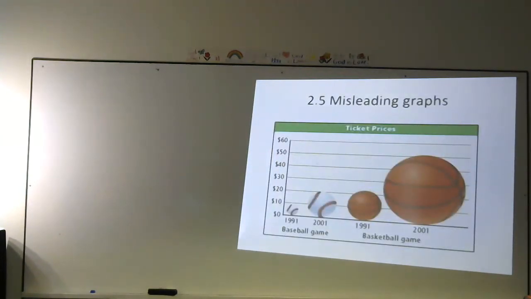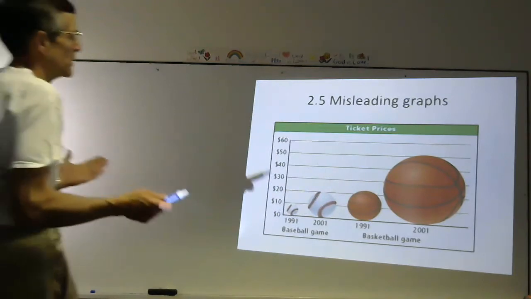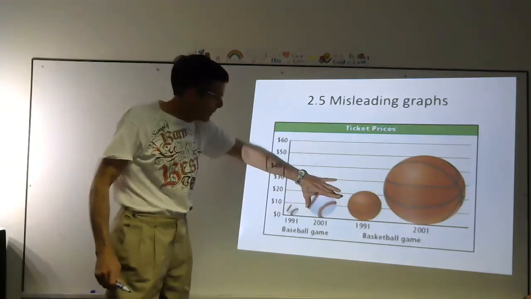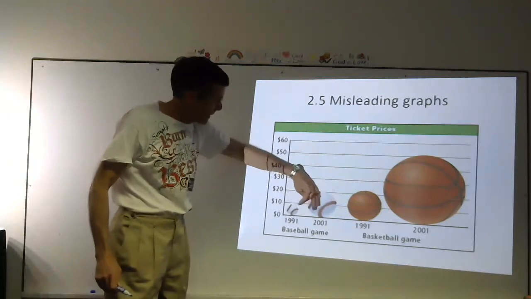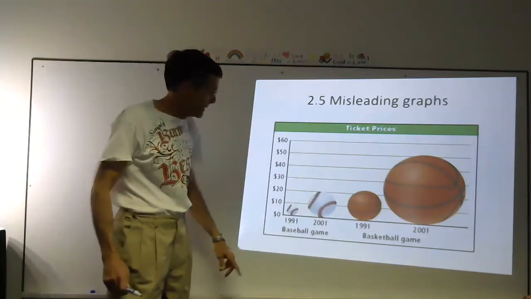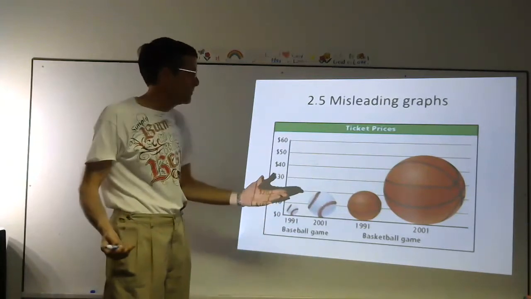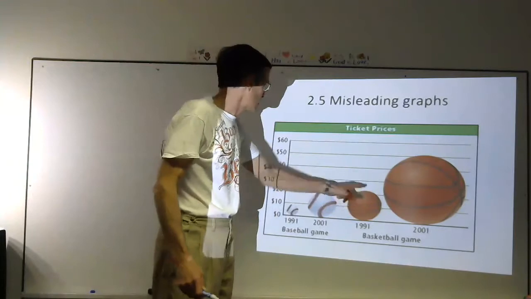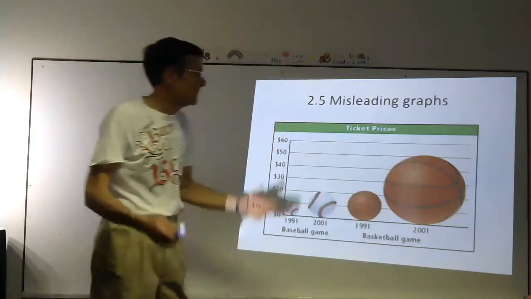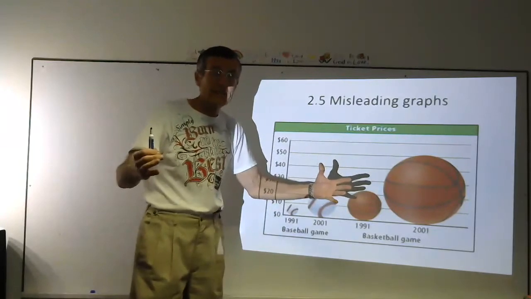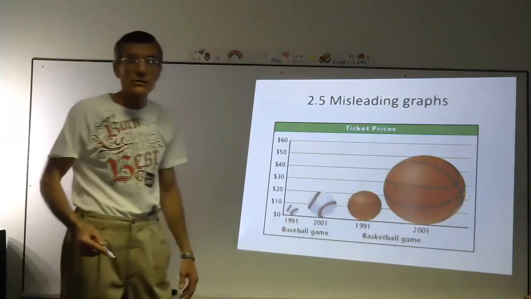Here's another thing that's misleading. When you do something on ticket prices, okay? Look at the size of that baseball. That baseball looks like 4 times as big as that, when in actuality, the price goes from 10 to 20. It's only twice as big. This one is 20-something to 50-something, twice as big, but because of the size, it makes it look so horrendous.